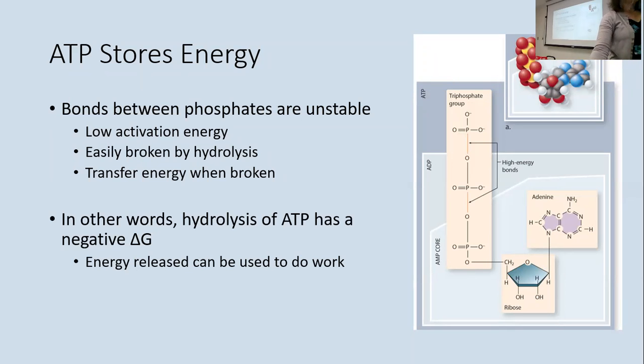In other words, using the terms we've been using, the hydrolysis of ATP, breaking this bond, has a negative change in free energy. It is a very steeply downhill reaction, highly exergonic. And so the released free energy is then free energy available to do work, which is what ATP does, right? We use it to power other things.